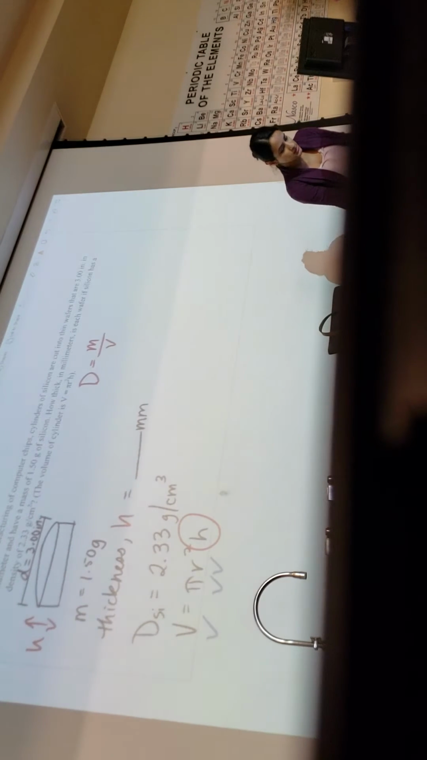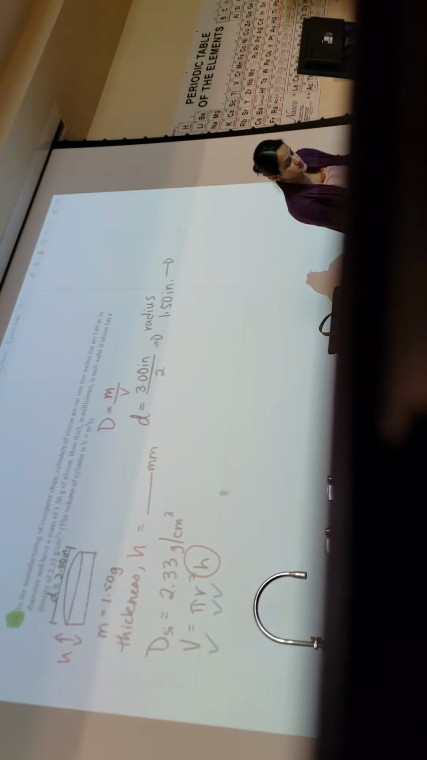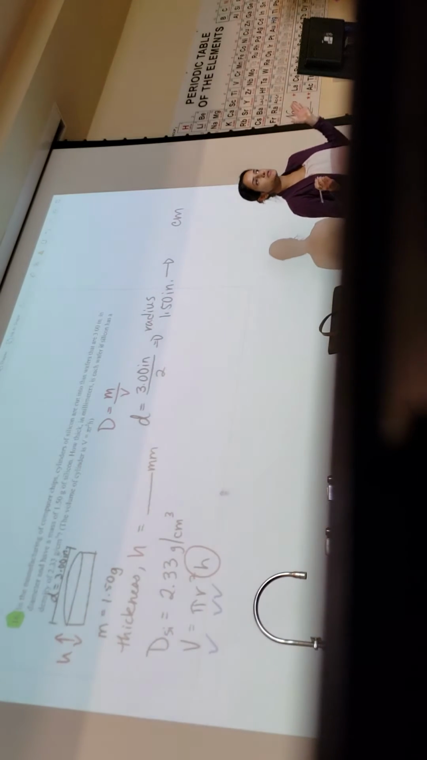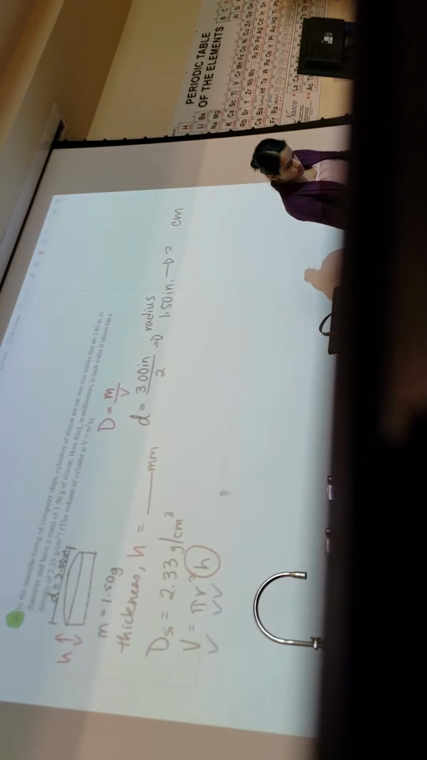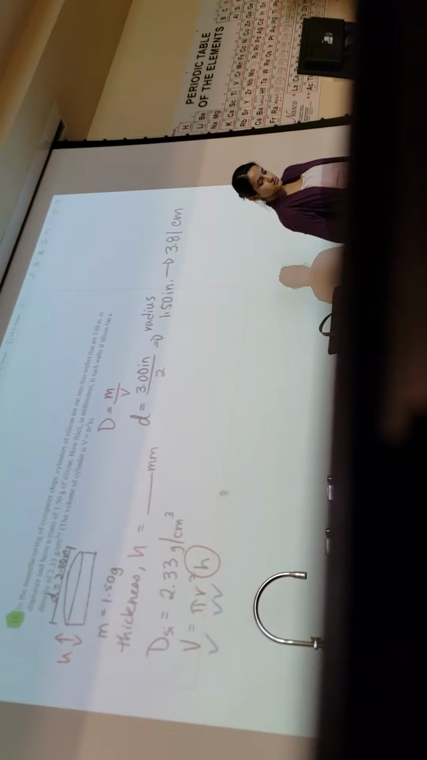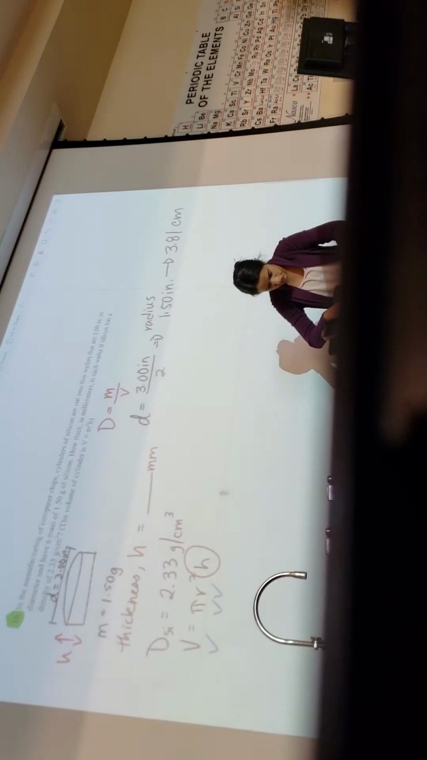Diameter is in inches. So I'm going to figure out the radius. It's going to be 1.5 inches. I want to convert this to centimeters. Remember, 1 inch equals 2.54 centimeters. You're 3.81. Exactly, I believe. I think. Yeah, it should be exact.